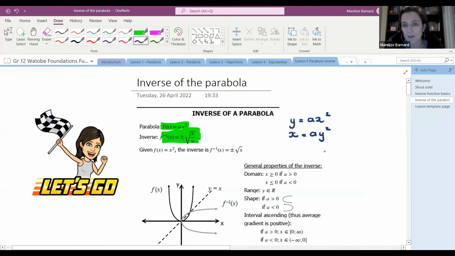Like that, for the inverse. Then we're going to get y by itself, because all functions are always written as y equal to, and then x follows. So it's always the output is equal to, and then the x's. So to get y by itself, we divide by whatever our a is. Now remember, a can be any number.